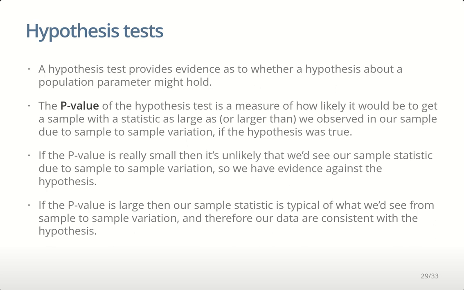If it's small, then we'd say that the hypothesis of no difference is probably not true, because our sample is showing a difference and is unlikely. If our p-value is large, then even if our sample is showing a difference, it's the typical difference that we might see from sample to sample variation. So our data are consistent with the hypothesis.